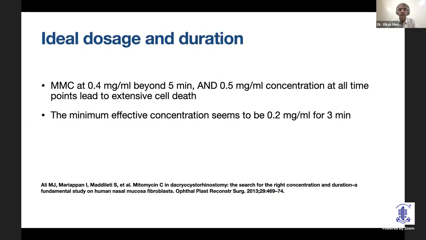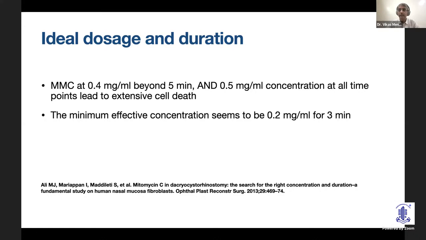So another question was, what is the ideal dose and for how long should we keep it in place? Right. Now, again, Dr. Javed has solved that problem for us. So he conducted a basic study on fibroblasts of nasal mucosa and found that any dose which is more than 0.5 milligram per ml is lethal and causes extensive cell death, or any concentration even up to 0.4 milligram per ml, if used for more than 5 minutes, can cause extensive cell death.